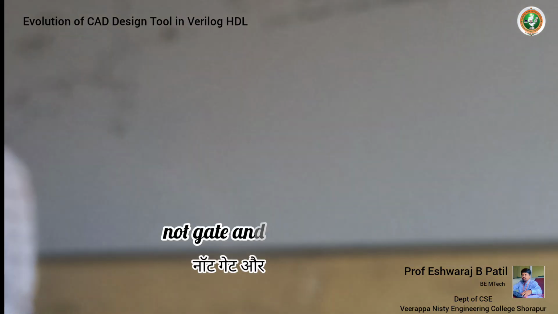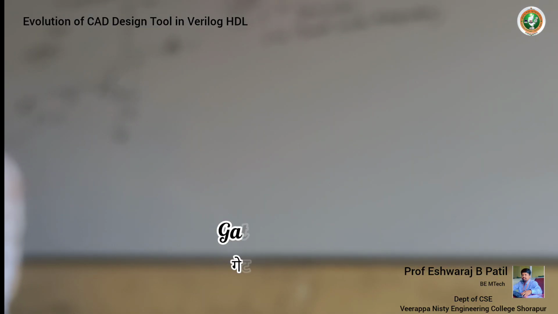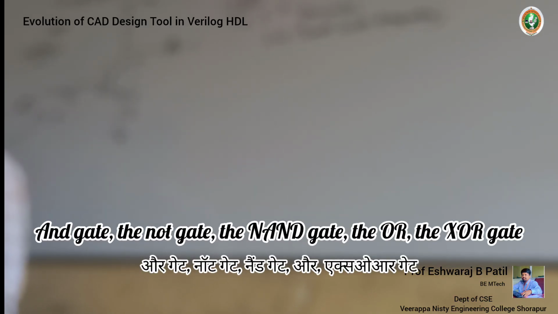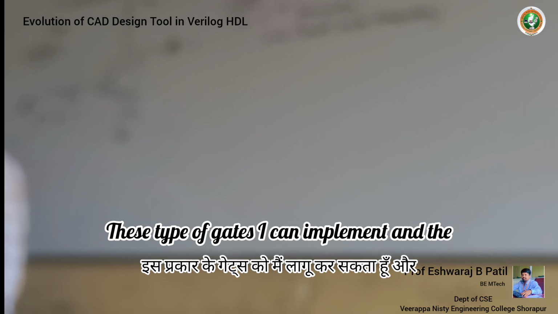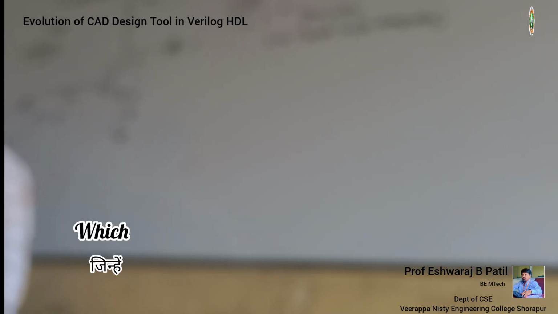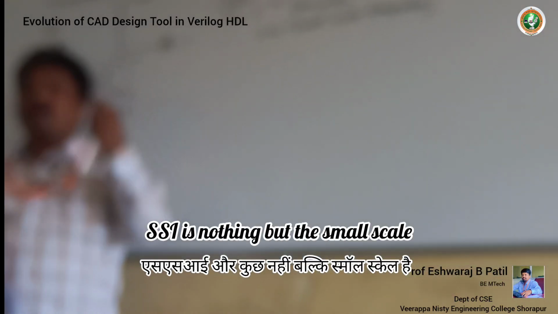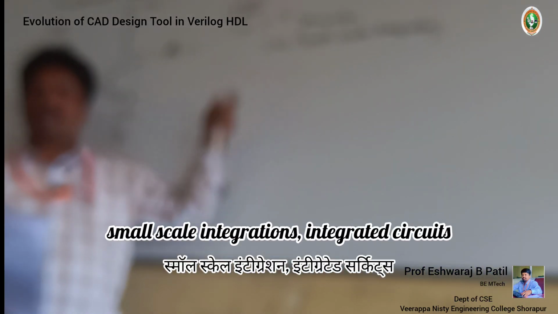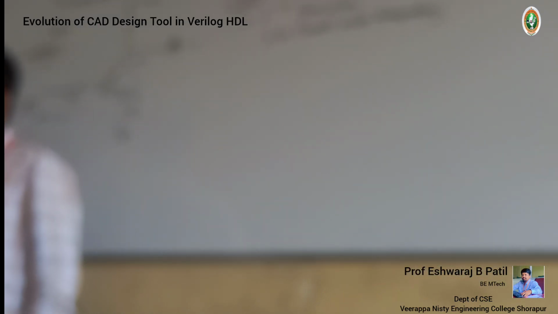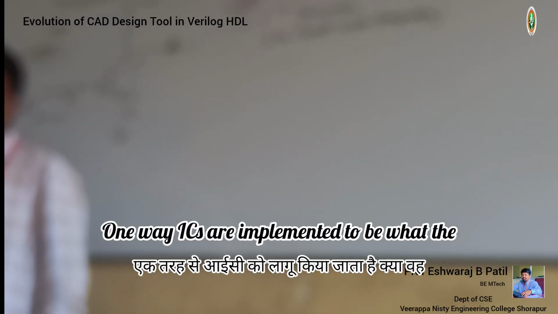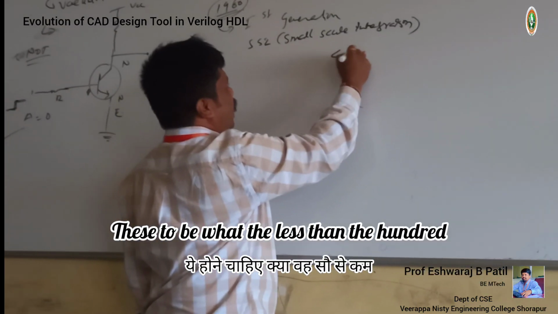Means for the NOT gate, AND gate, somewhat like gate level designing. Gates like the AND gate, the NOT gate, the NAND gate, the OR, the XOR gate, these types of gates I can implement with the help of ICs. This type of IC is called SSI, small scale integrated circuits. These are SSI ICs, with less than 100 transistors.